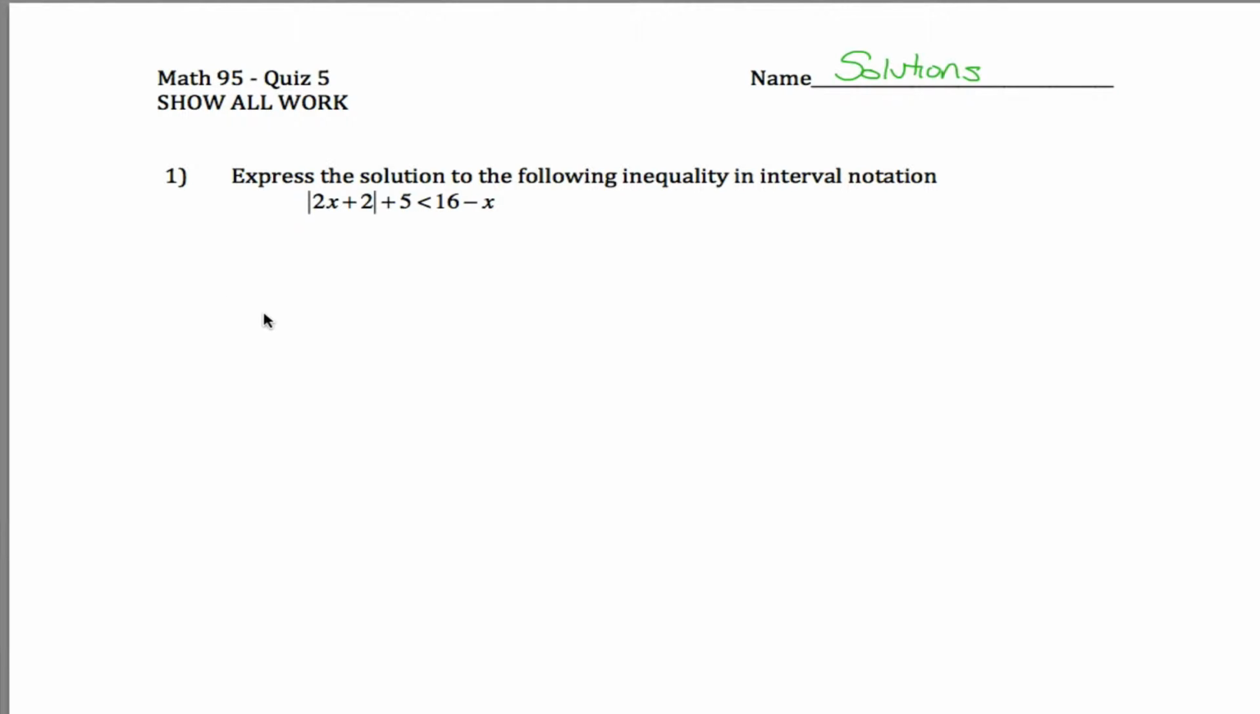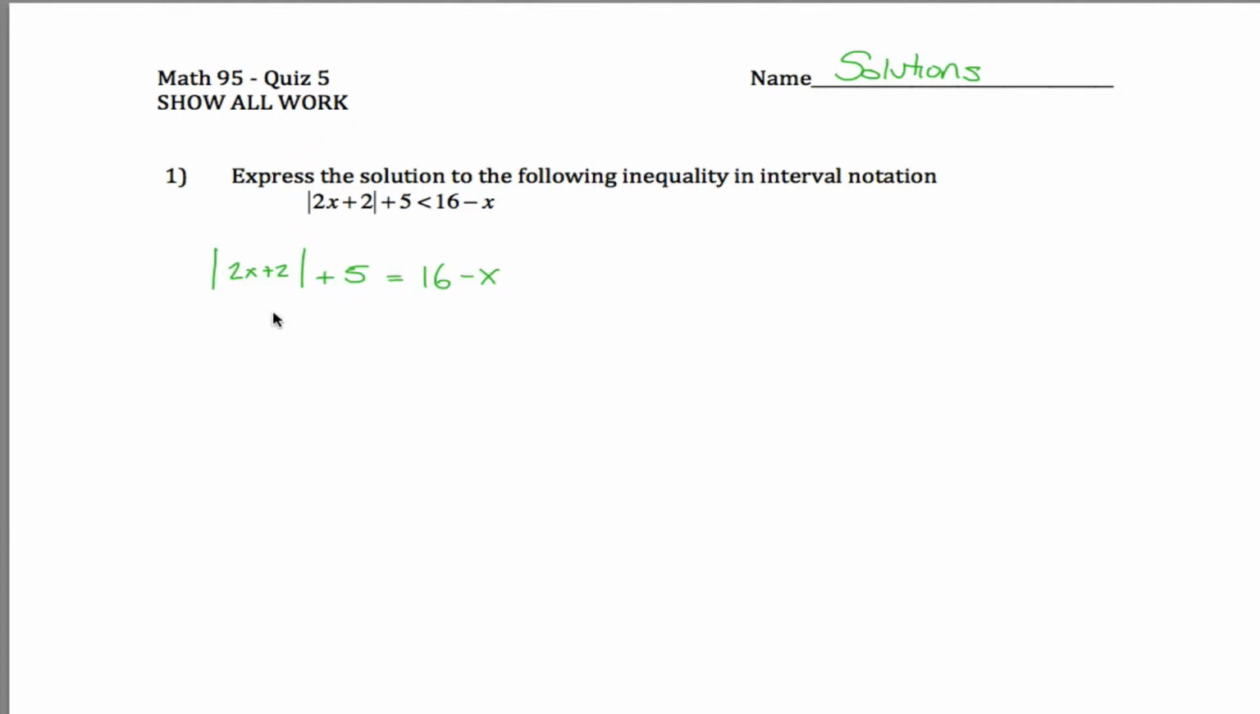Quiz 5 solutions for Math 95. In this first one, we're given an absolute value inequality. Several ways you can solve this, but the one I taught you is to first change it to an absolute value equality. That is, change it from a less than sign to an equal sign. Makes it easier. Changes the problem, makes it easier. We'll have to make up for that later, but it's a good first step.